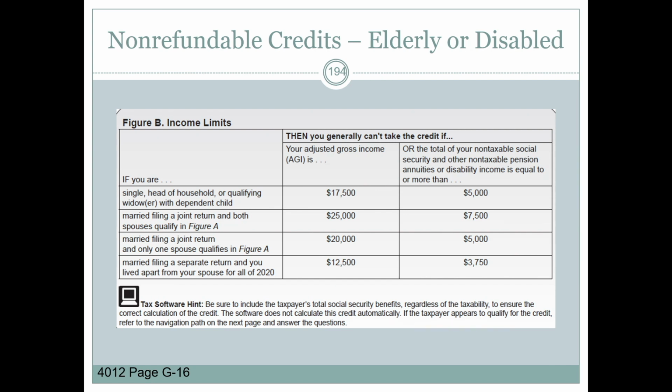There is a caution. Be sure to include the taxpayer's total Social Security benefits, regardless of the taxability, to ensure the correct calculation of the credit. The software does not calculate this credit automatically. If the taxpayer appears to qualify for the credit, then you need to go through the navigation path on TaxSlayer and answer those questions.